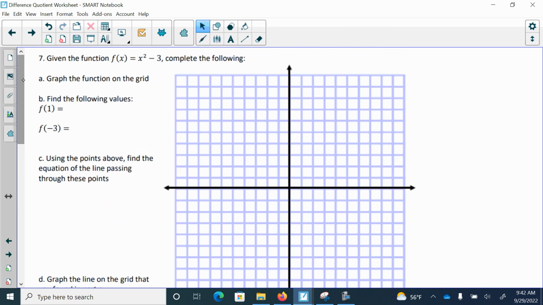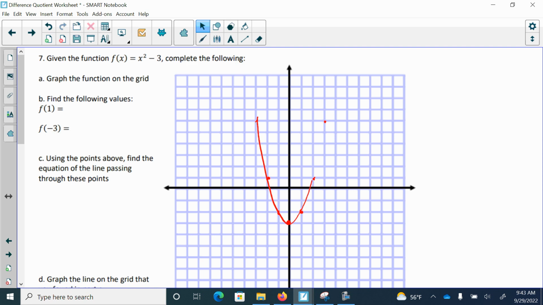This guy right here? Did you graph it in your calculator or did you know the graph? It says given the function, complete the following, graph the function on the grid. Did you graph it nice and neat? So you put in negative 3. And then you had these points here, and you were very particular about your points. So that's 1, 2, 3, 4, 5, 6, 7, 8, 9. So you have something that looks like this.